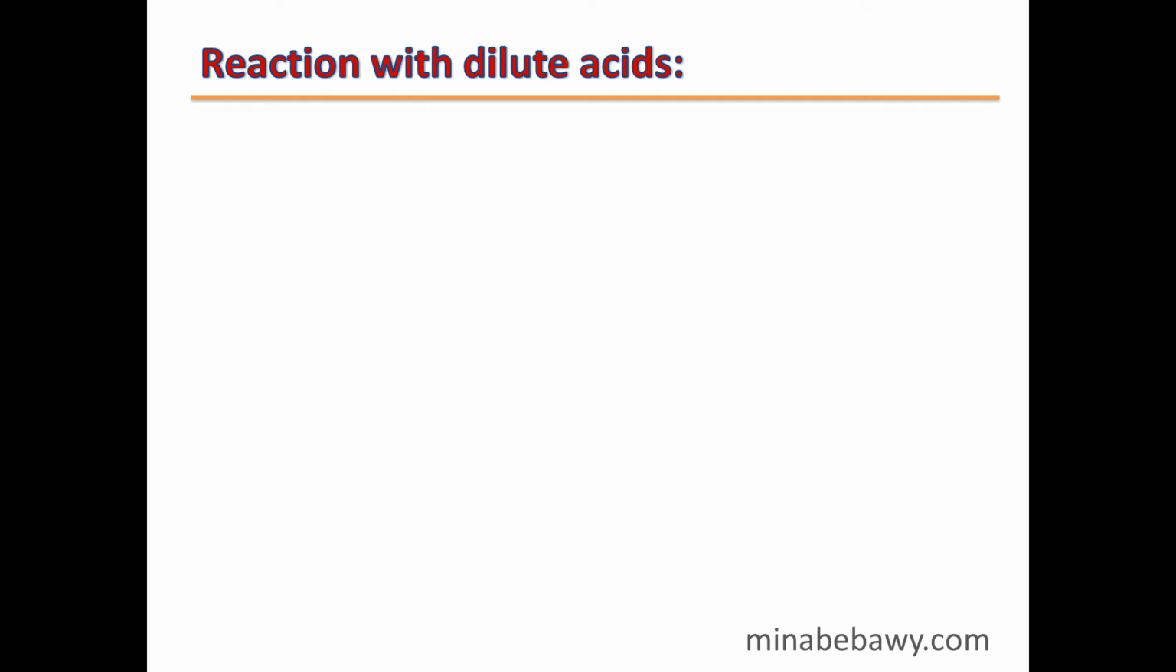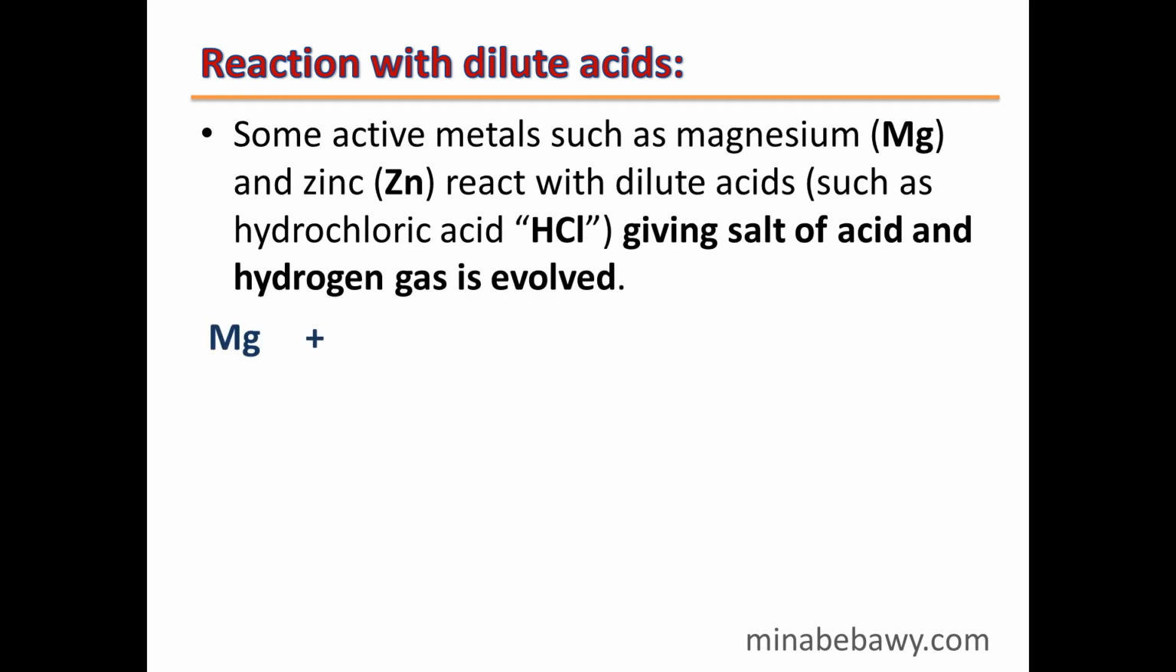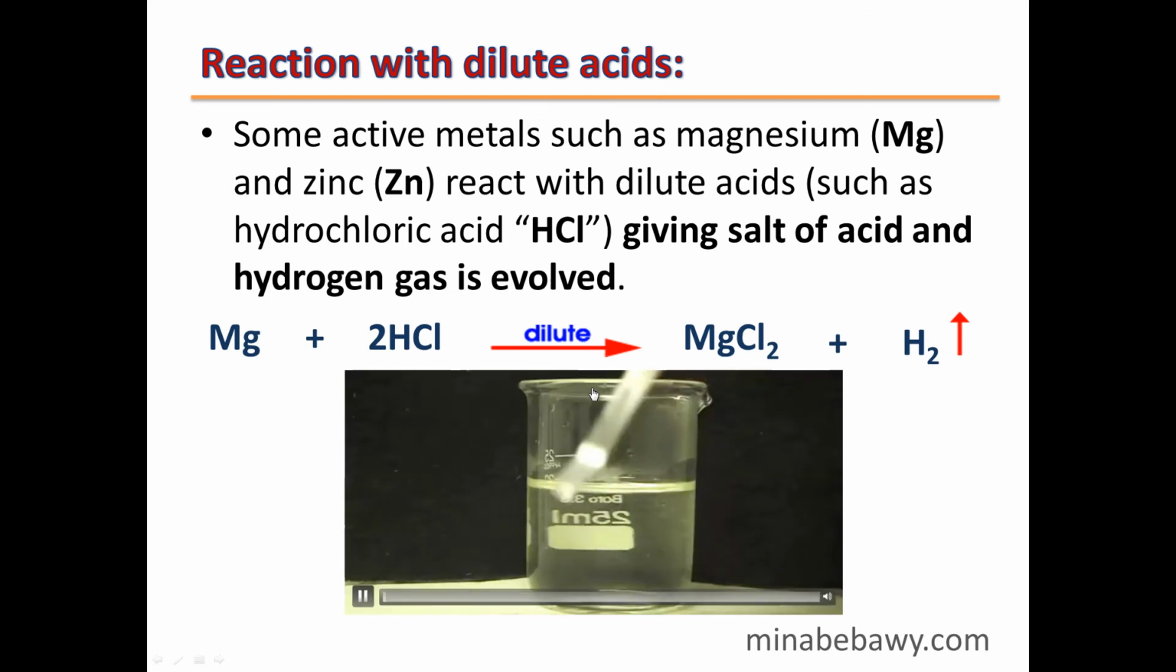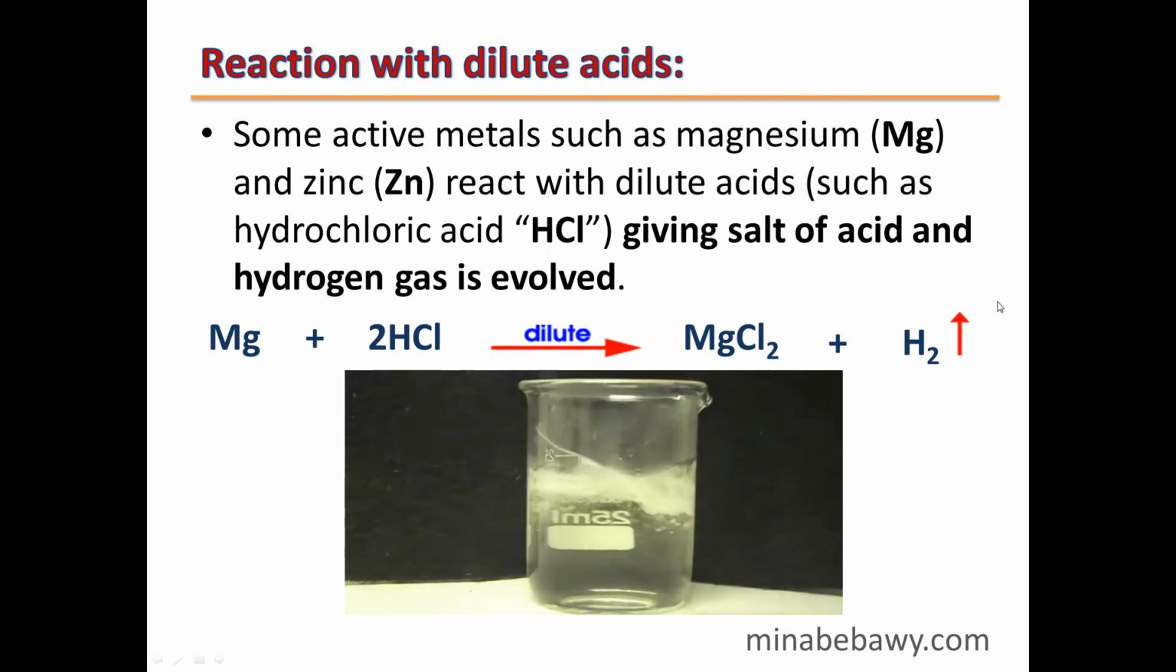Reaction with dilute acids. Some active metals, such as magnesium and zinc, react with dilute acids, such as hydrochloric acid, HCl, giving salt of acid, and hydrogen gas is evolved. Mg plus 2HCl diluted gives the salt of acid, which is magnesium chloride, and hydrogen gas is evolved, as we can see from this video.